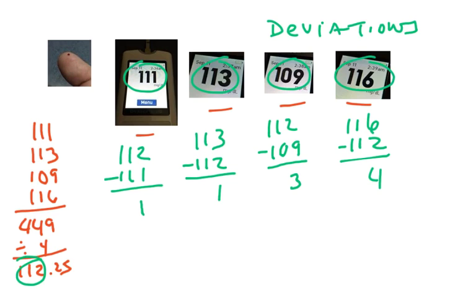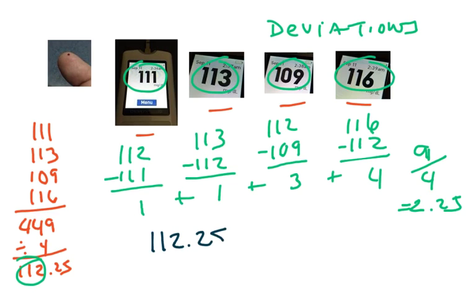The last thing I do is average my deviations. So 1 plus 1 plus 3 plus 4 adds up to 9. And I want the average of those, so I'm going to divide by 4. And that comes out to be 2.25. So when I'm done, how do I report my value? It's the average plus or minus the average deviation. So it's going to be 112.25 plus or minus 2.25.